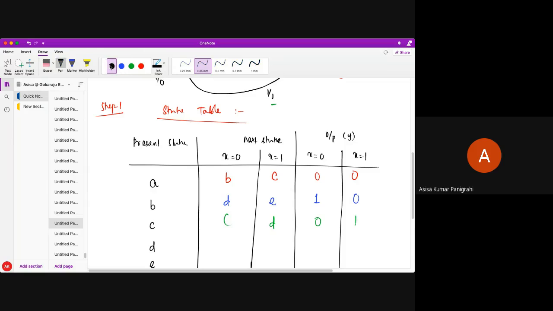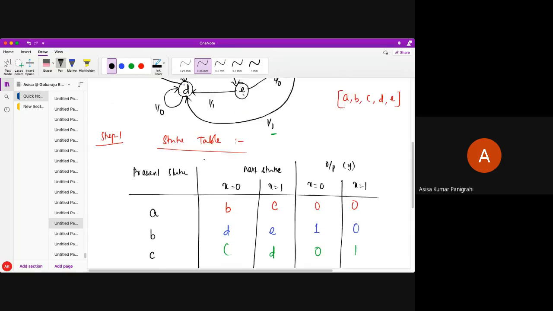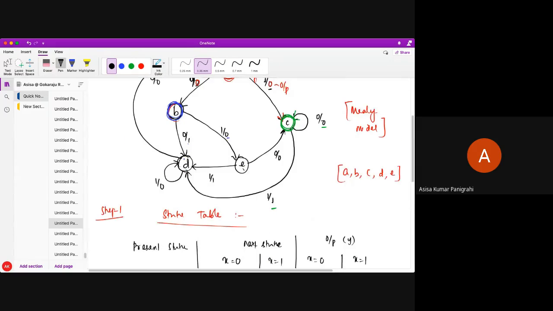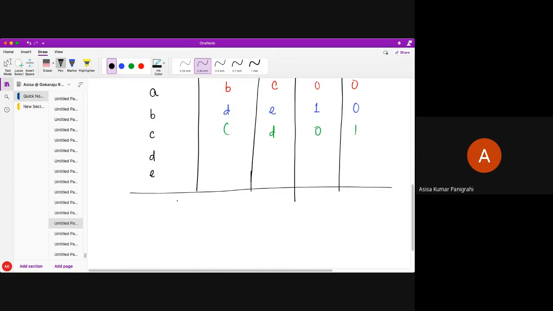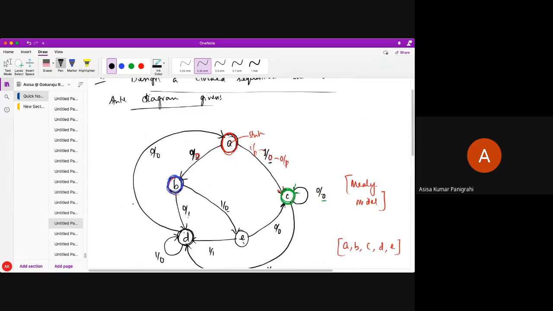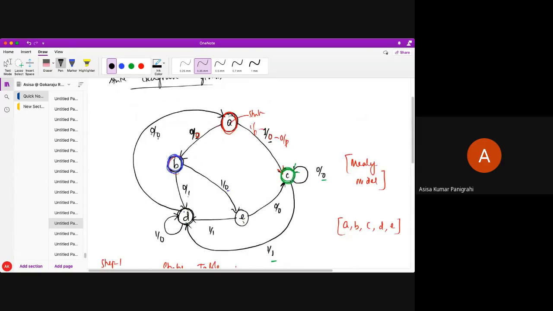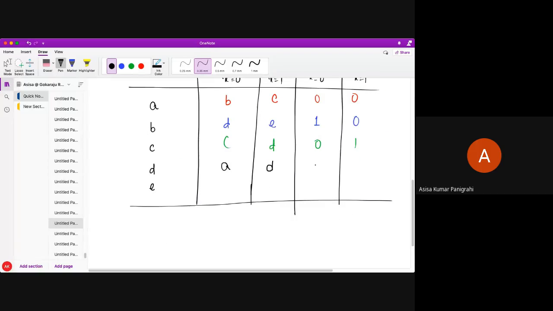Now I am in state D. In this state, if input is 0, which state am I going to? Input is 0, I am going to state A. If input is 1, I stay at my own state. So for input 0, state A, otherwise own state D. At that time, what are my outputs? For input 0, my output is 0. For input 1, output is 0. So in both cases, my output is 0.